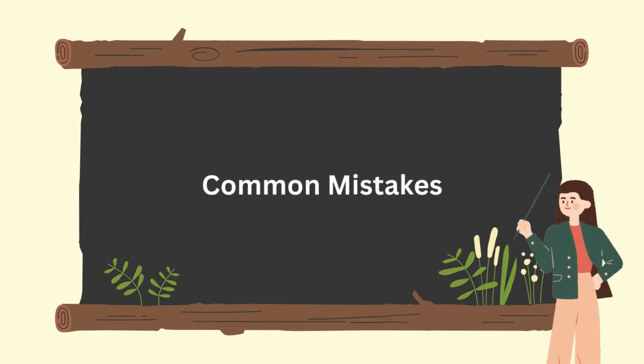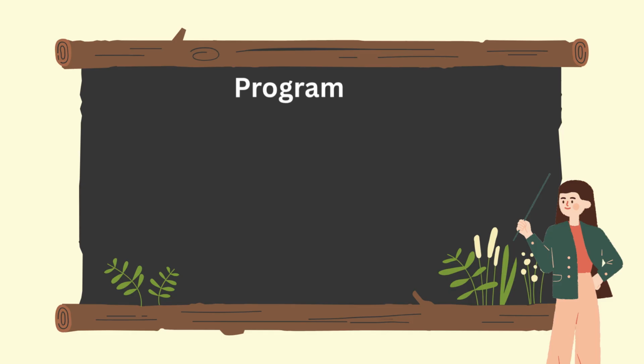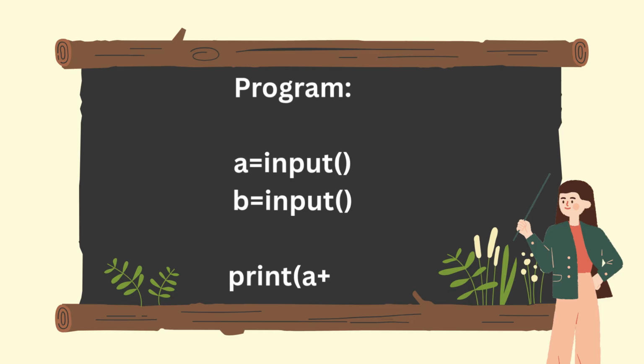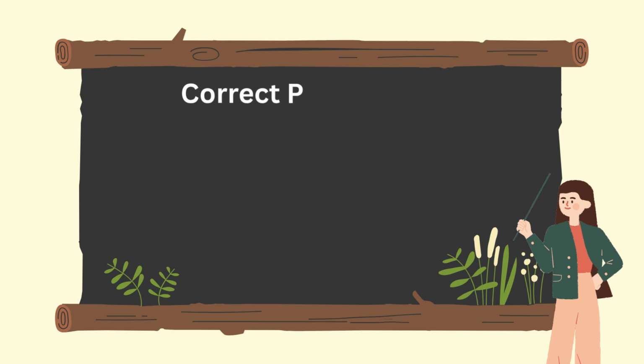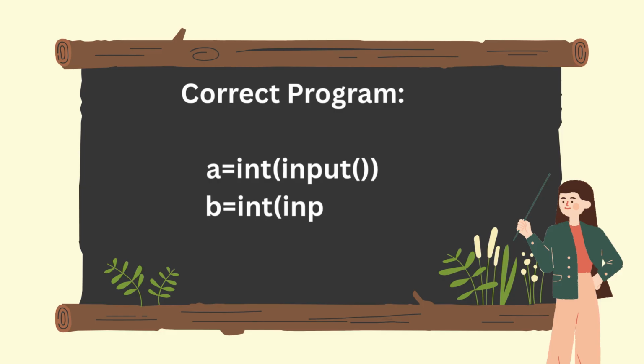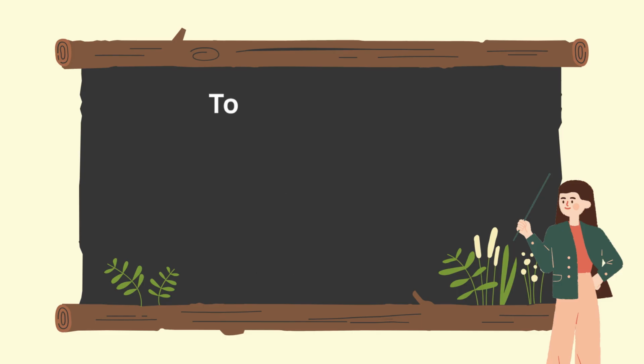Common mistakes. Beginners often make these mistakes. For example, a = input(), b = input(), print(a + b). Input 10, 20, output is 1020. Because Python treats both values as strings. The correct program is to convert this input into an integer, store it in a, and then calculate the result. Always remember to use int when performing numerical calculations.